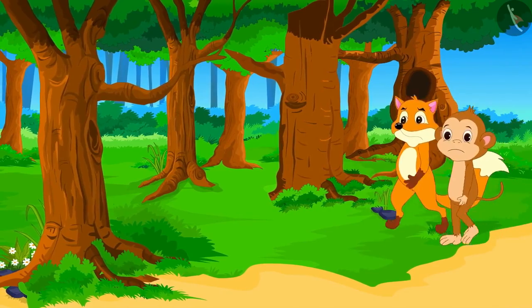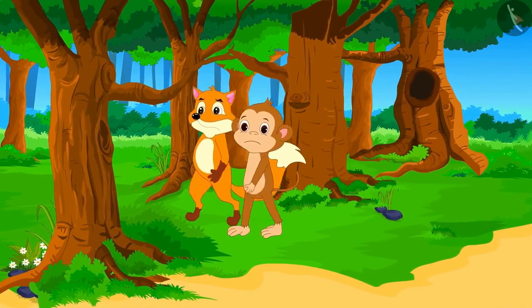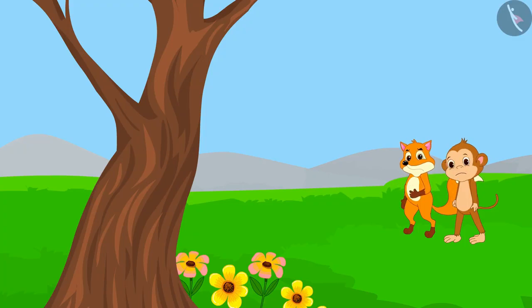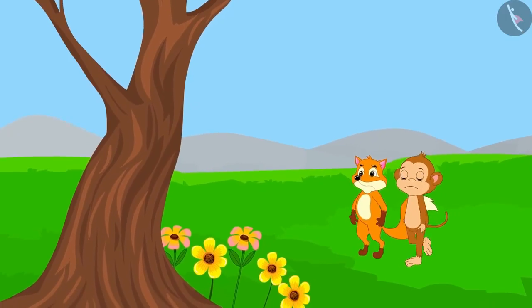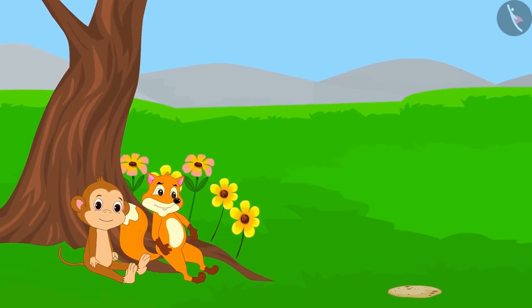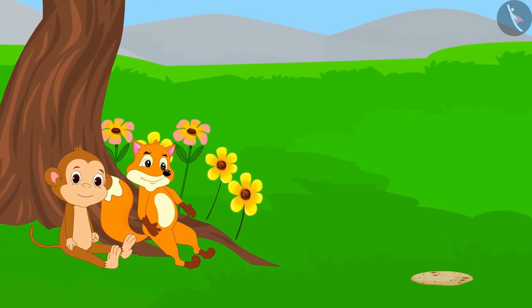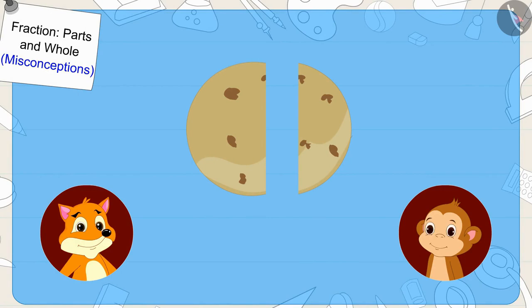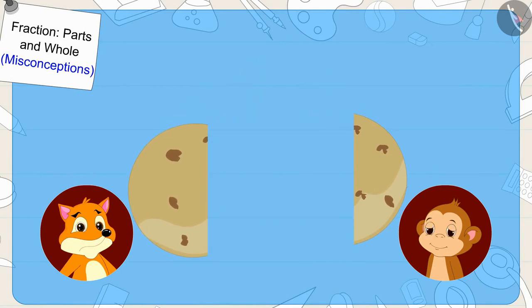One day, Babban and the fox got lost in the forest. They had wandered a lot, but they could not find anything to eat. Both of them got tired and sat in the shade of a tree. Just then, they found a chapati there. Both of them became very happy. Now, both of them decided to divide the chapati in two halves. The fox divided the chapati in two parts like this and gave one part to Babban.